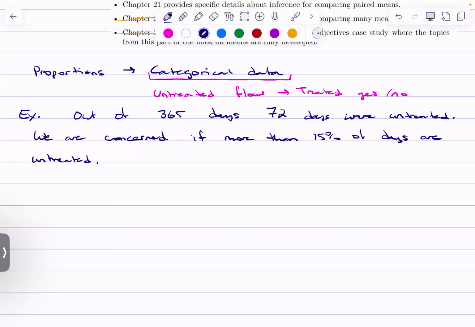Okay. Now, 72 out of 365 is more than 15%. But what we want to establish is if it's significantly more than 15%, right? Taking into account the spread and things like that. Okay. And so should we be concerned?